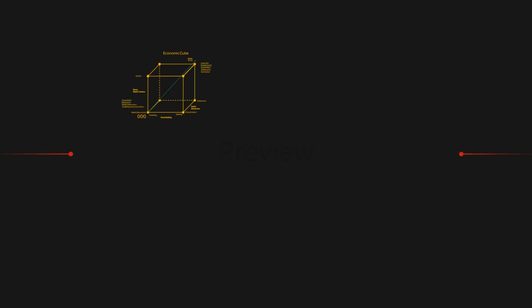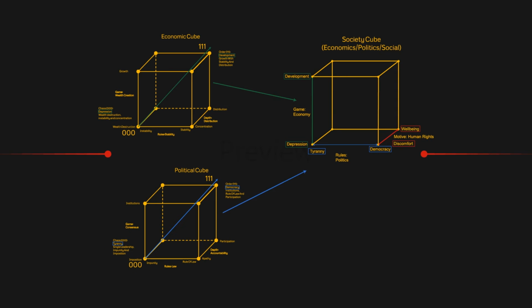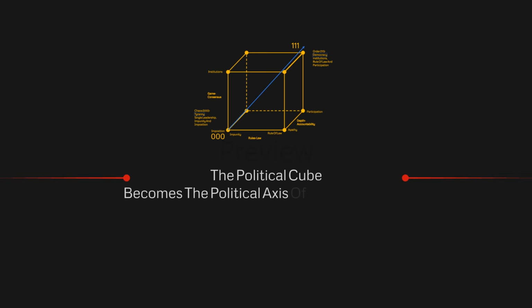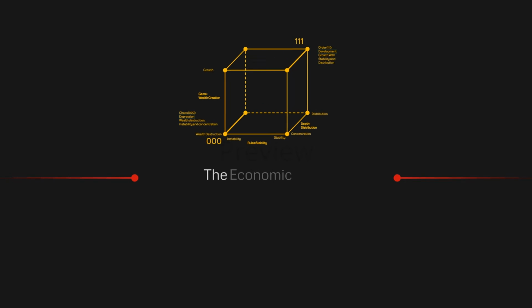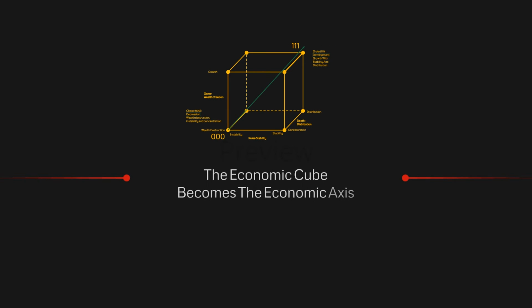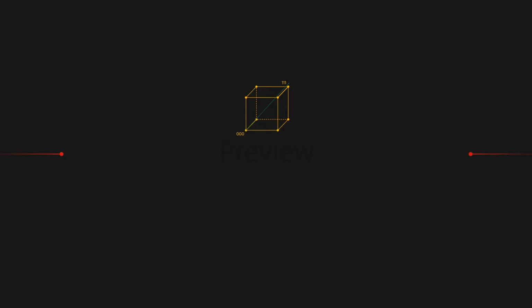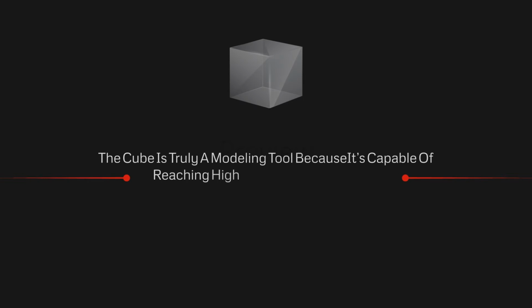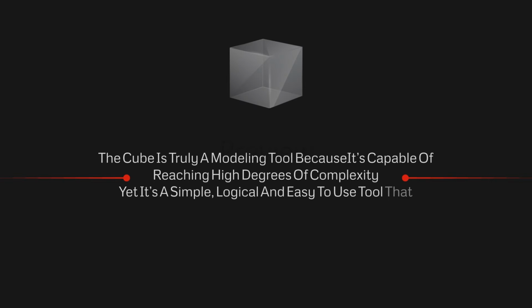Methodological note: chaos and order of each microcube become an axis in the macro cube. The political cube becomes the political axis of the macro cube. The economic cube becomes the economic axis, and so does the social. And then each of these microcubes is also built of smaller ones, and so on, as deep and profound as one wishes. The cube is truly a modeling tool because it's capable of reaching high degrees of complexity. Yet it's a simple, logical, and easy-to-use tool that even a child can understand and manipulate.